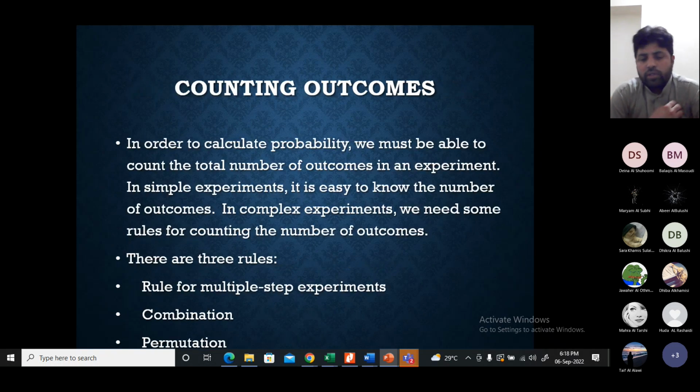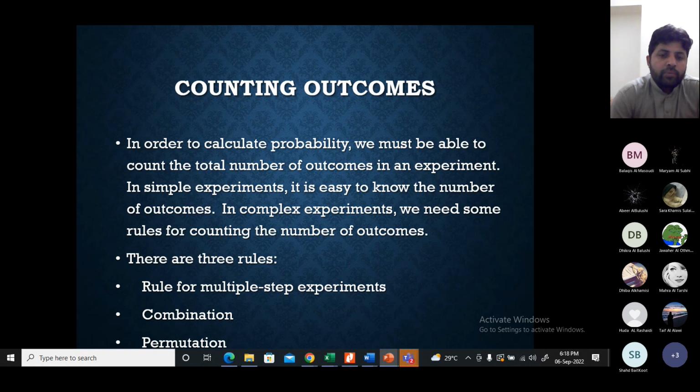So I will be more fast in this lecture because we have covered the basic things. Now we are trying to discuss the counting rule. So could you tell me why the counting rule is so important? Because you have already a good background in statistics. So could you tell me why, in terms of probability, the counting rule is important? Do you have any idea?